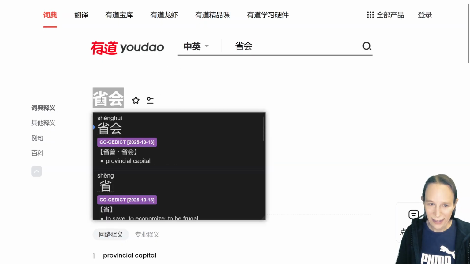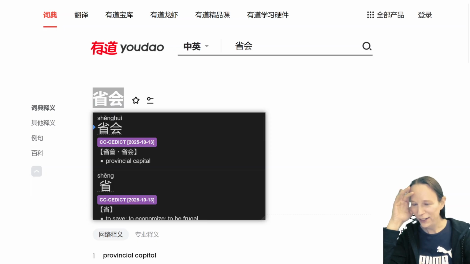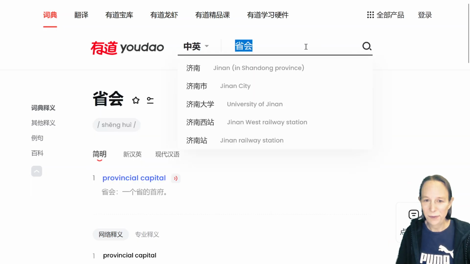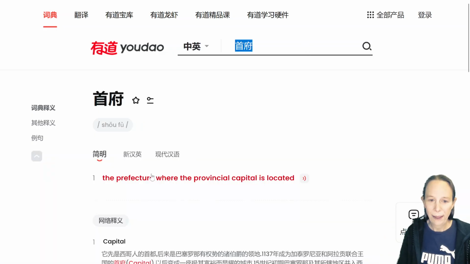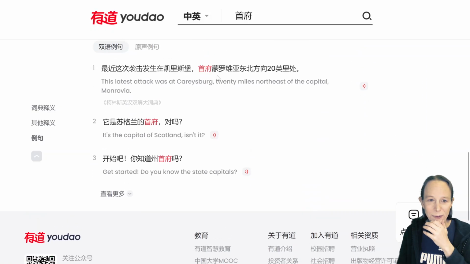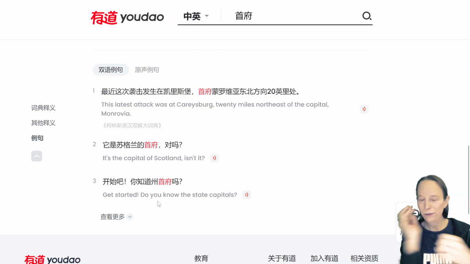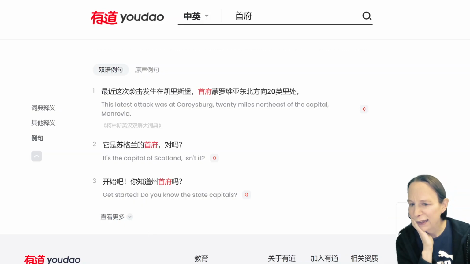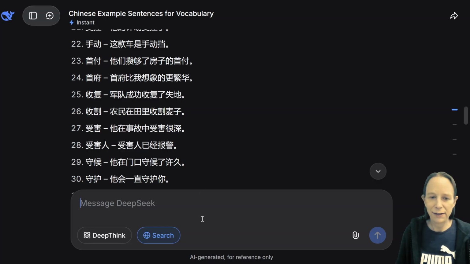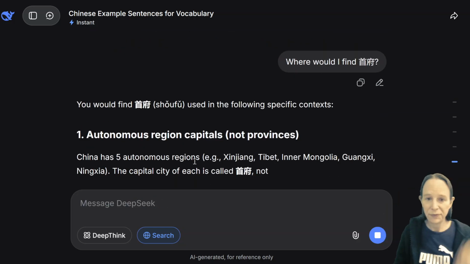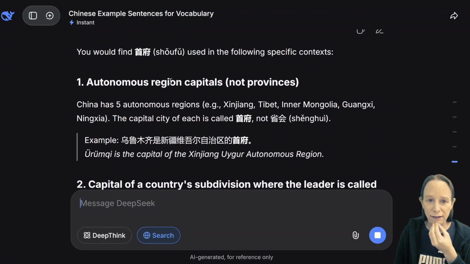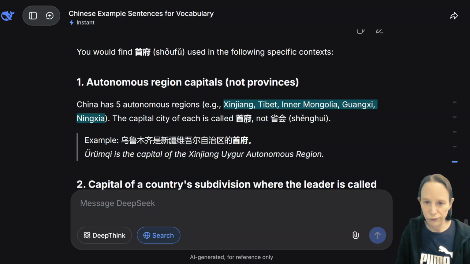Okay, so this is a non-autonomous region of China. There's multiple autonomous regions. So, Shoufu. The prefecture where, yeah, all right. So I need examples. Would you have Shoufu in China, or would it still just be Shanghai? I'm not sure. Where would I find Shoufu? Okay, autonomous regions. Okay, so these regions have Shoufu, not Shanghai.